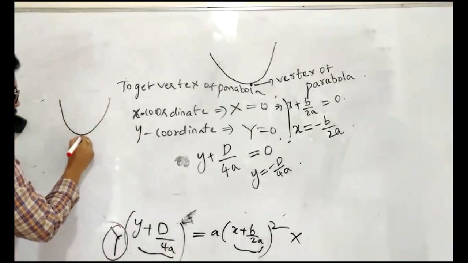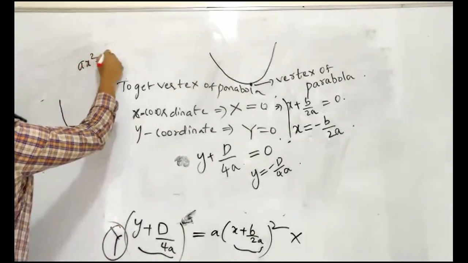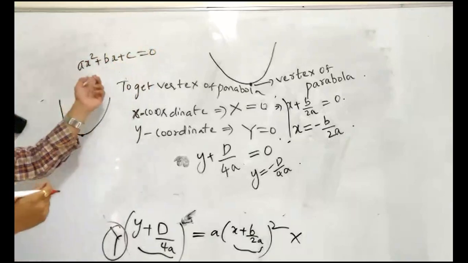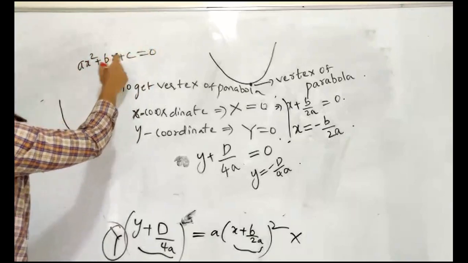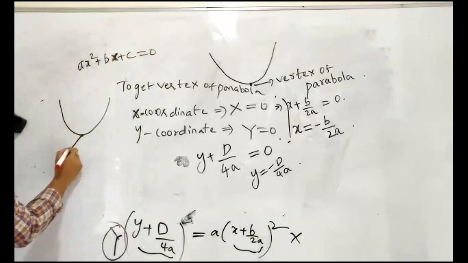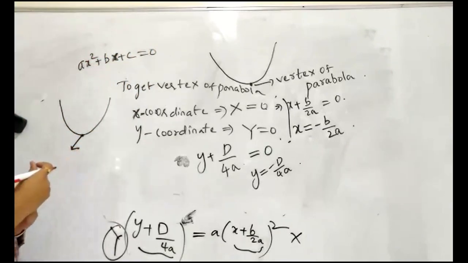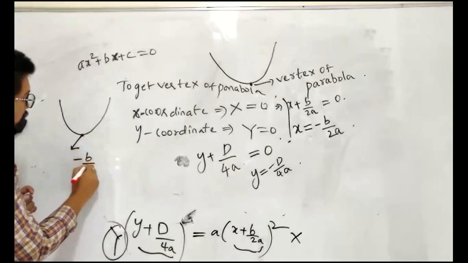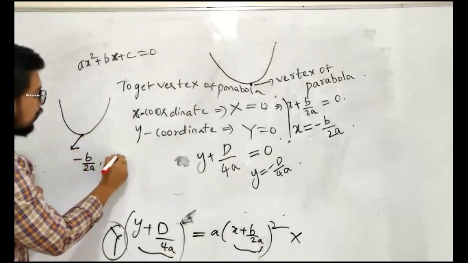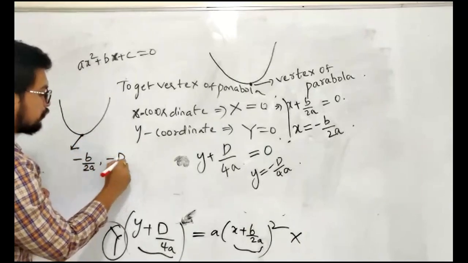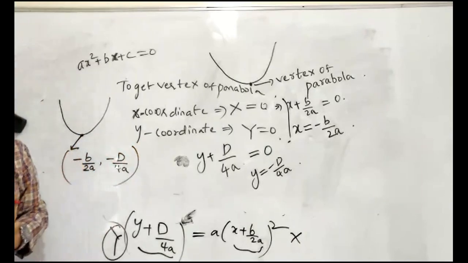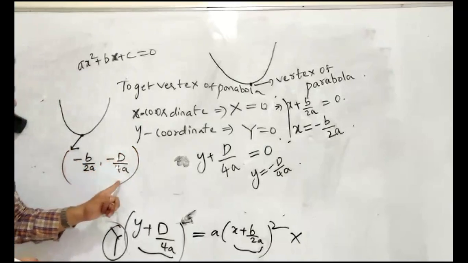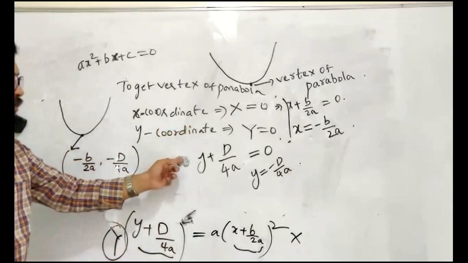This is the vertex of the parabola for ax square plus bx plus c is equal to 0. For this parabola, whatever you get is called the vertex of the parabola. The vertex of the parabola is the point minus b by 2a, comma minus d by 4a. How? This is the procedure from which you are getting that.